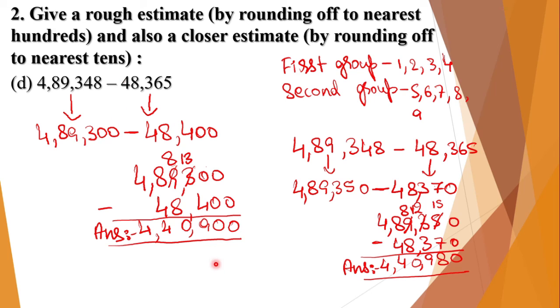Now you can see here that the second answer is more accurate than the first answer. So if we round off to the nearest tens, we will get more accurate answers than estimating to the nearest hundreds. But if we estimate to the nearest 10,000, we will get an even more approximate answer, right? So here we estimated to the nearest tens, so we will get the accurate answer. So this was the fourth question.